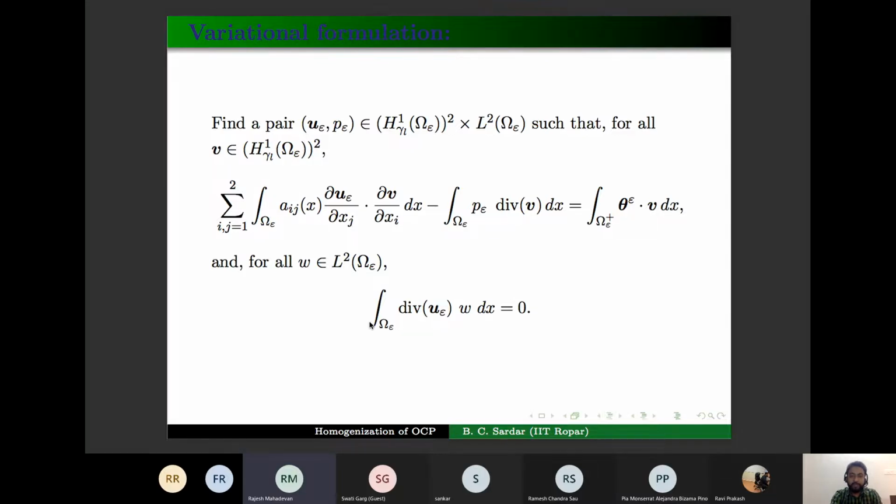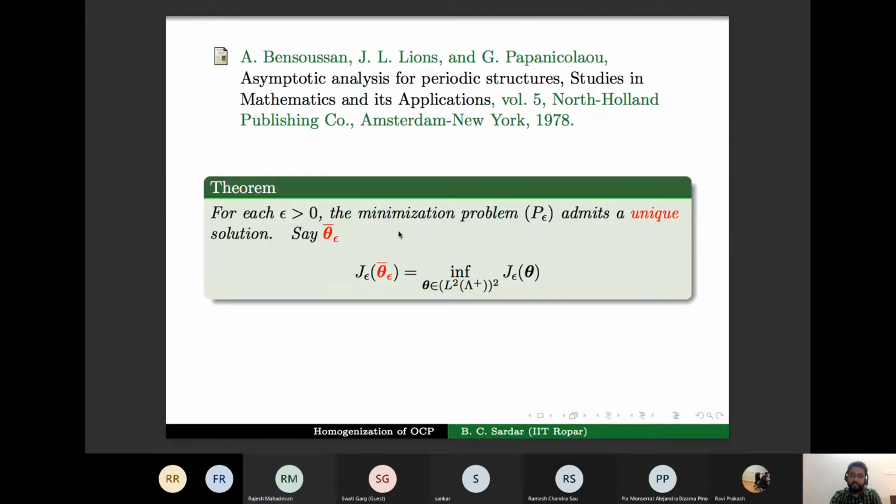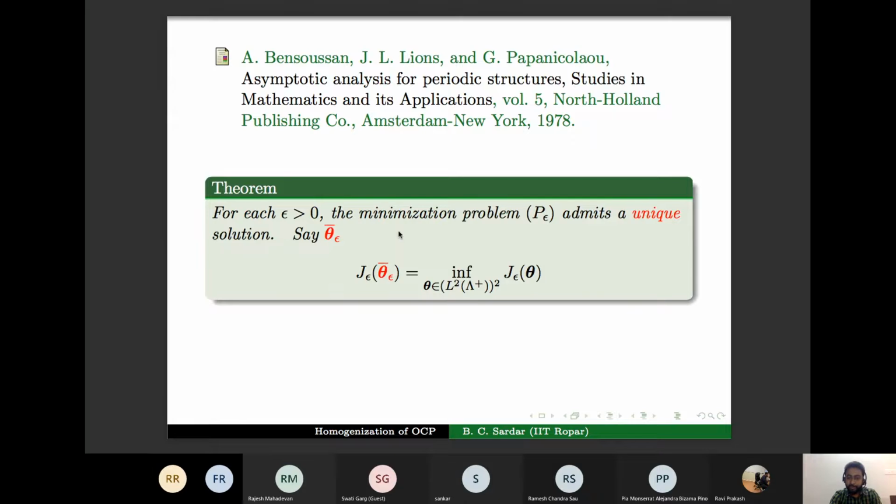Okay, and this type of operator, the generalized Stokes operator, one can find in this reference. This is the pioneering book by Bensoussan, Lions, and Papanicolaou, Asymptotic Analysis for Periodic Structures. So for our problem, first we need to show that for every fixed epsilon positive, the optimal control admits a unique solution. Let's say we denote the optimal control by theta epsilon bar. And the next question, after proving this result, is what the characterization of the optimal control theta epsilon bar will be.